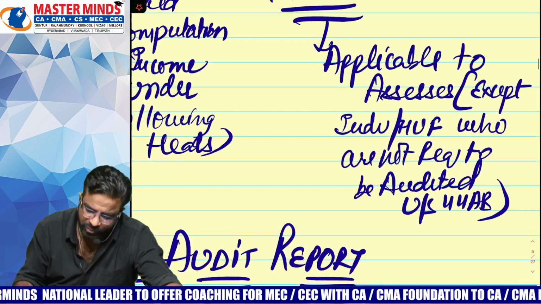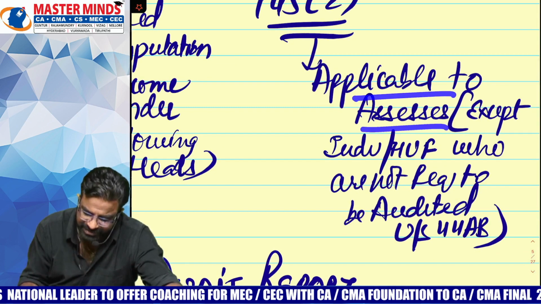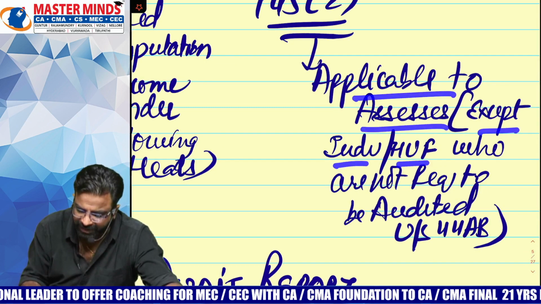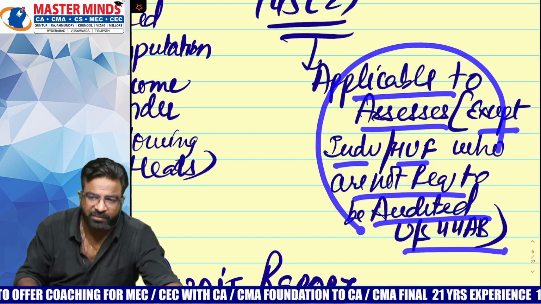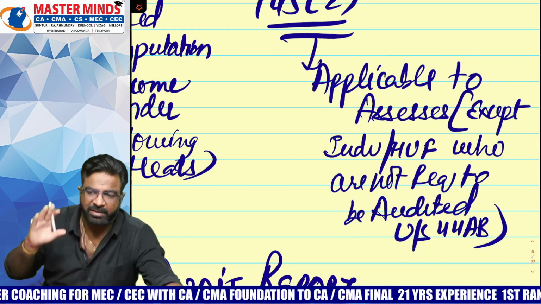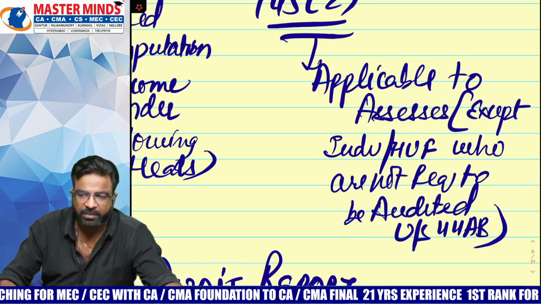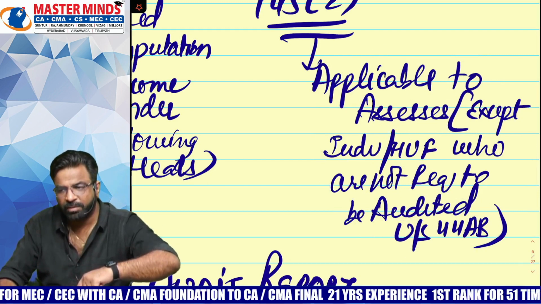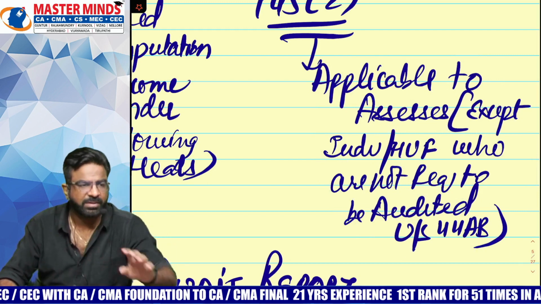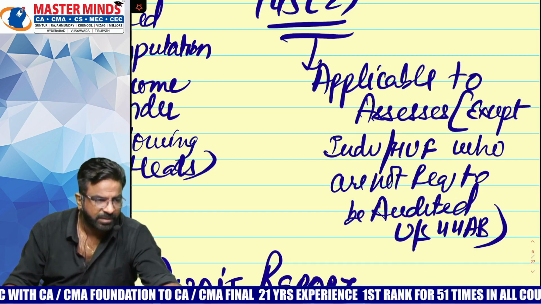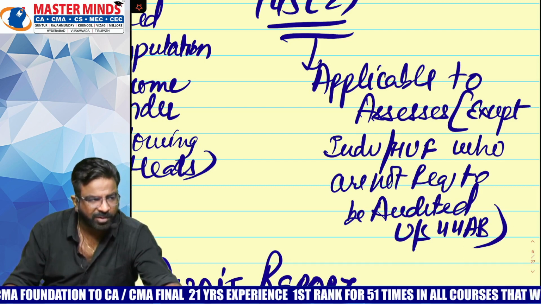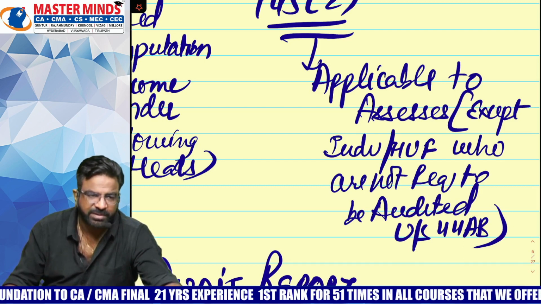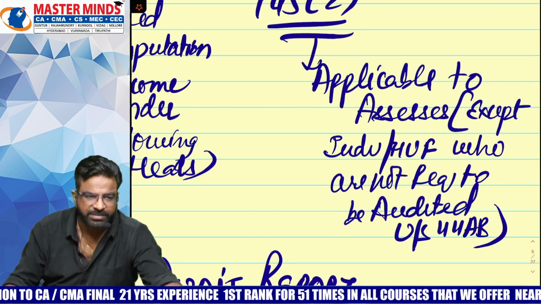Section 145 subsection 2 says: applicable to assessees except individual and HUF who are not required to get audited under what? What is the meaning of that? If I am an individual having a turnover of more than 1 crore, am I audited under 44AB? So ICDS is applicable on me as well. But if my income is 80 lakhs in business, am I required to be audited? I am exempted from the application of ICDS. Did you get the point?